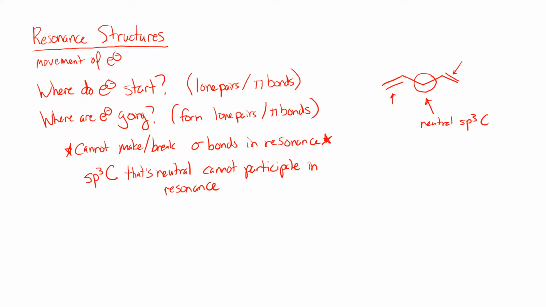That means these electrons over here can only end up on one of these two carbons on the end, and the same thing over here. These electrons can only end up there or there. So there are only three allowed moves in resonance. The first one is you can take a pi bond and make a lone pair.